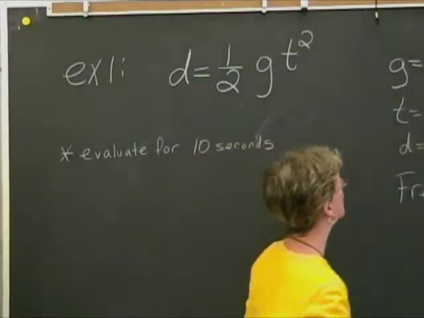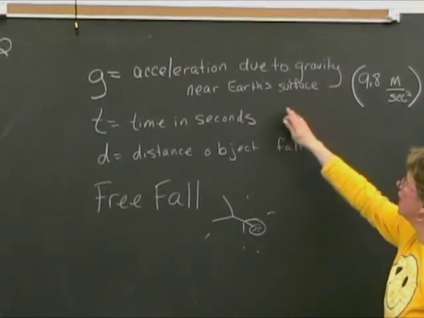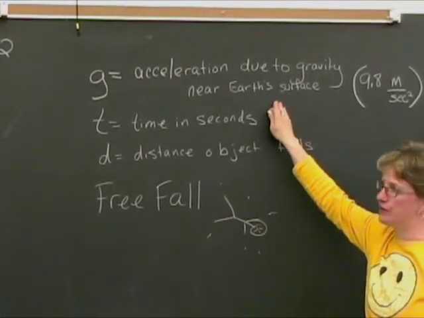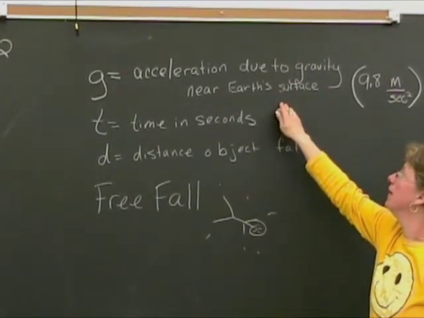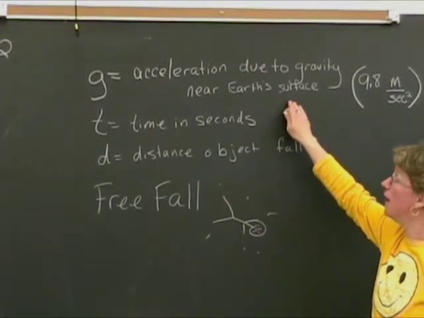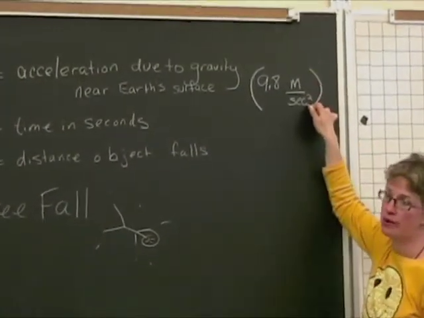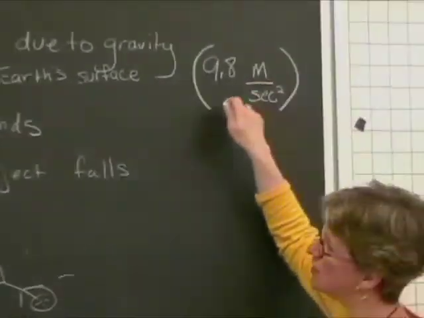Now let's take a look over here. G, as I just said, is the acceleration due to gravity. Now this is near the Earth's surface. This is going to be a different constant on different celestial bodies, but if we're on Earth, it's going to be 9.8 meters per second squared. So that's the gravitational constant.